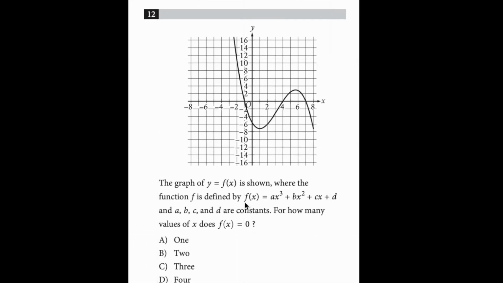The graph of y equals f of x is shown, where the function f is defined by f of x equals ax to the power 3 plus bx squared plus cx plus d, and a, b, c, and d are constants. For how many values of x does f of x equal 0? We have 3 values for f of x equals 0, so the answer is 3.